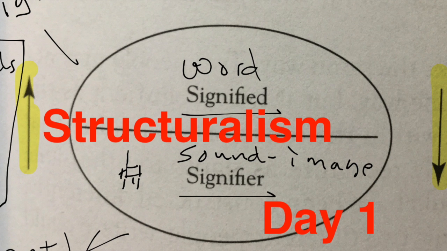So the axis, let me draw that, make sure I'm clear about what the axis is. Here's the axis. One way to think about this is that this has more to do with the individual utterance, and this has more to do with the larger system of speech that you're dealing with, or larger system of language. Page 47.